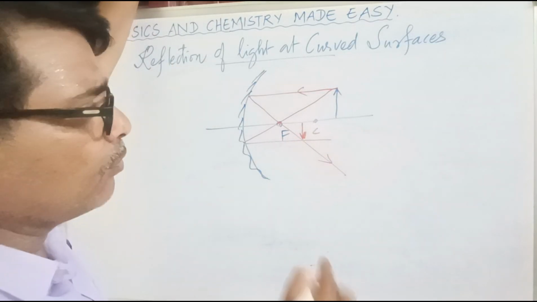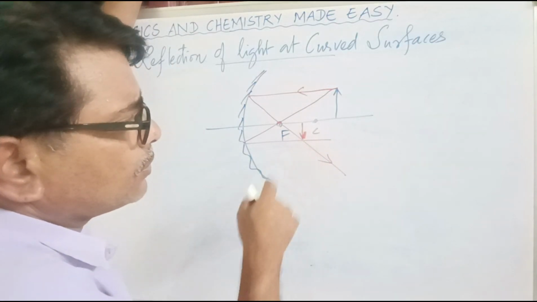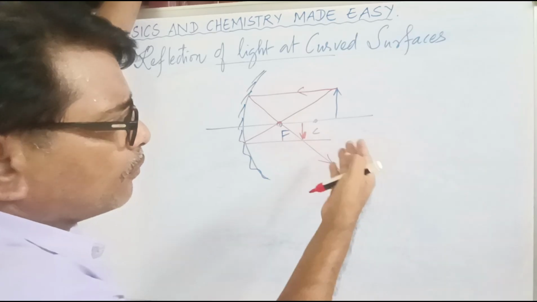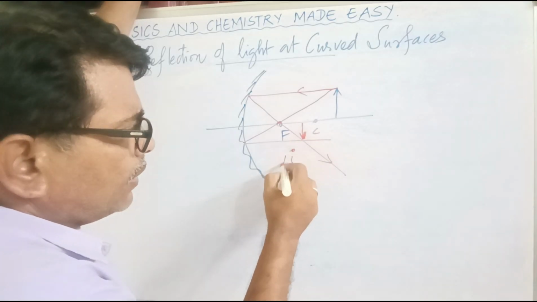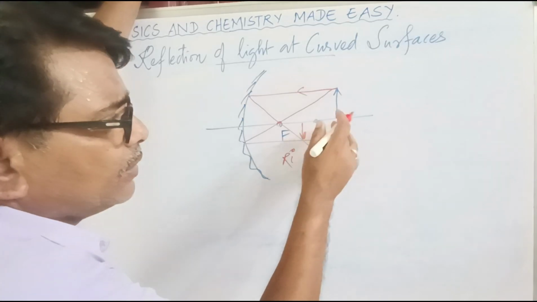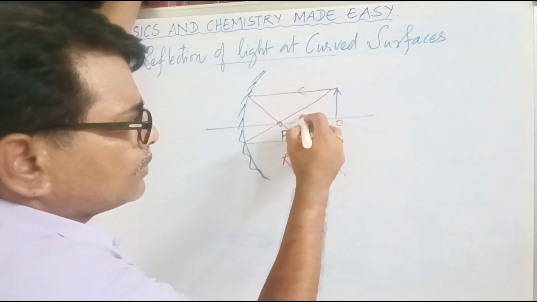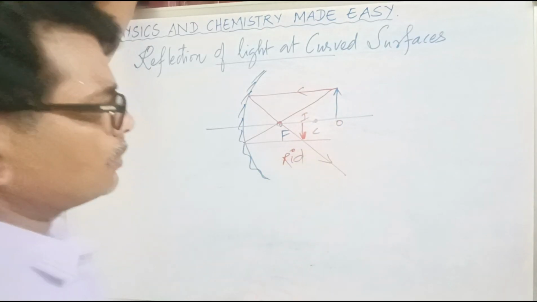Just now I told you very clearly, if the object is on C, you will get the image on C. Now the object is on the right side, therefore the image is on the left side. Now you tell me, is it inverted? Yes. Then is it of the same size? Object size, image size the same? No. Therefore it is diminished.